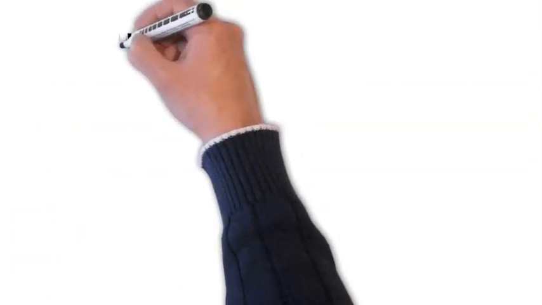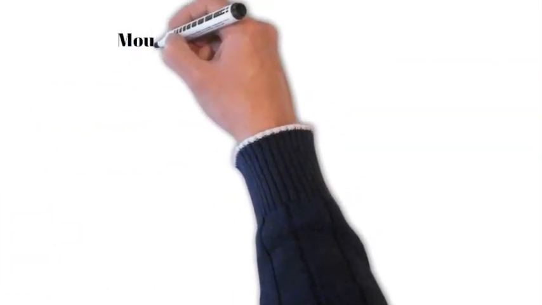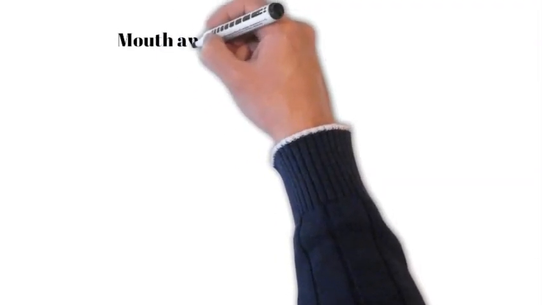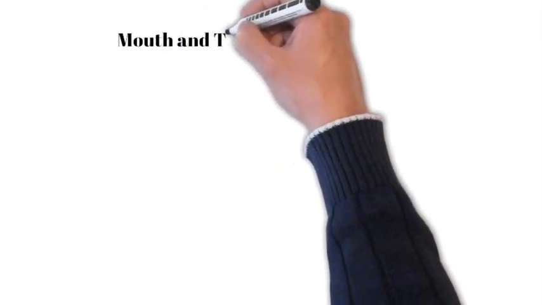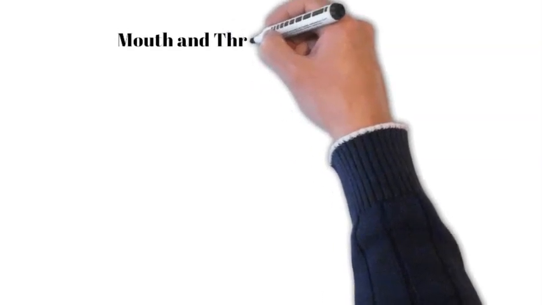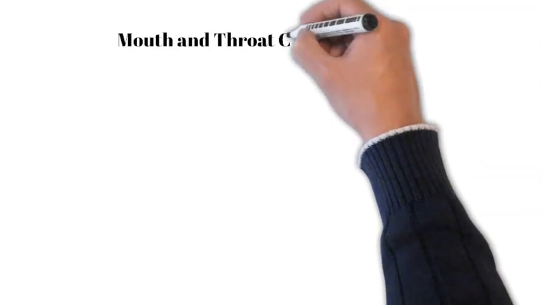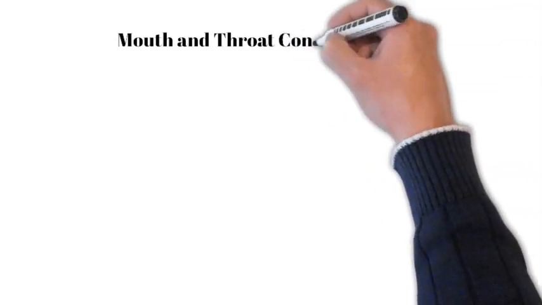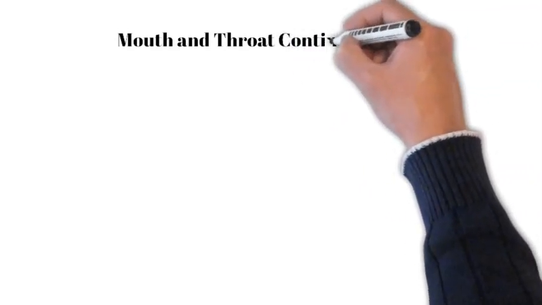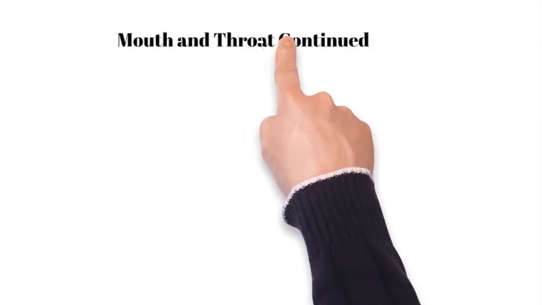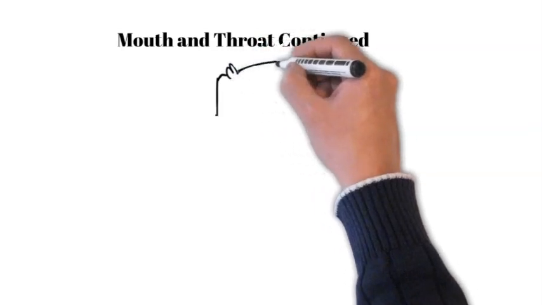Mouth and throat assessment. Key terms: aphthous ulcers, stomatitis, gingivitis, periodontitis, leukoplakia, candidiasis, tonsillitis, pharyngitis, laryngitis, dysphagia. Definition of key terms. Aphthous ulcers, small, painful sores in the mouth. Stomatitis, inflammation of the mouth. Gingivitis, inflammation of the gums.